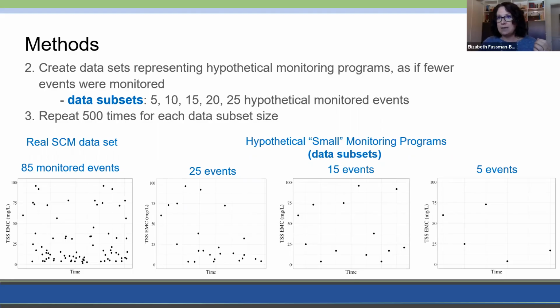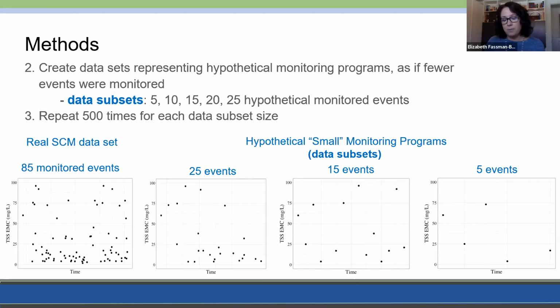They're excellent programmers, and they helped us write scripts that basically start with our parent data sets, say a parent data set that had 85 storm events, and using automated processes in Python create data subsets that represent hypothetical monitoring programs as if only 25 events were sampled at that site, or maybe 15 events were sampled, or 5. Actually, we looked at data subsets of 5, 10, 15, 20, and 25 hypothetical monitoring events.